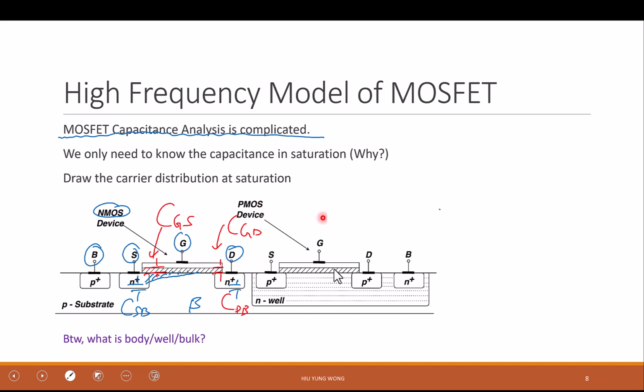Now, how about for PMOS? We put in an N well, which is the well, but this is again the body because it is N and N. And then you have this source. So you have the same situation. Maybe you can try to draw it yourself. If you don't know, let me know.